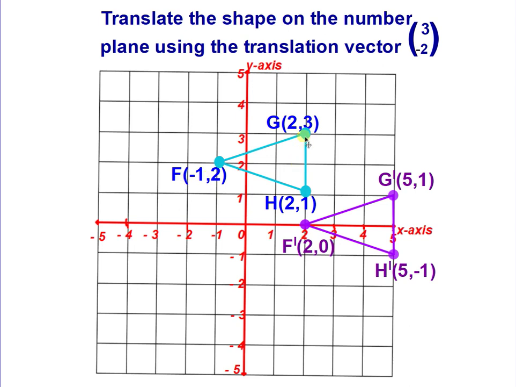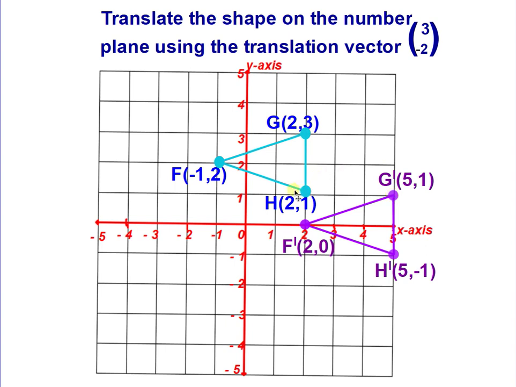Now we have G also here. How many times do we move to the east? We move 3 times. We move 1, 2, 3, right? Then we move down. How many times? 2. So from this point, you move 2 downwards. So 1, 2. Then you get your G prime.